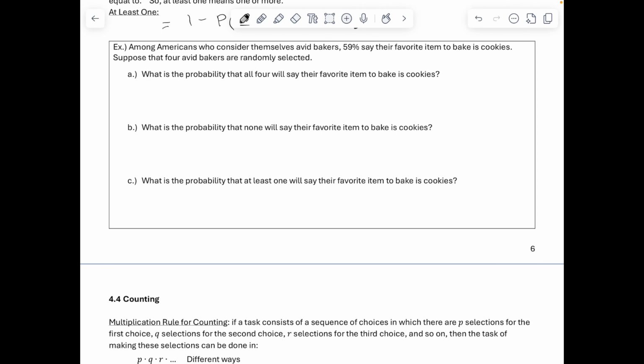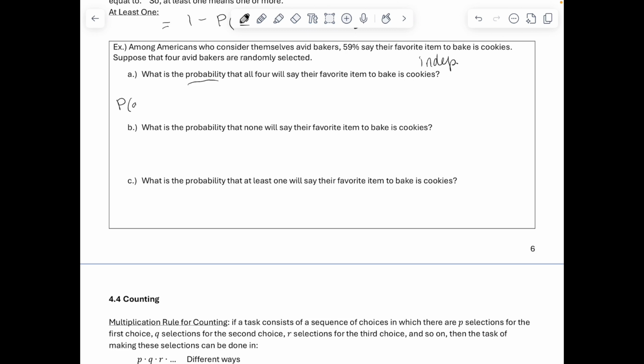The example right below says, among Americans who consider themselves avid bakers, 59% said their favorite thing to bake is cookies. Suppose that 4 avid bakers are randomly selected. So because we're dealing with people, they are independent of one another. And also, we're selecting 4 different people. So part A says, what is the probability that all 4 say their favorite item to bake is cookies?